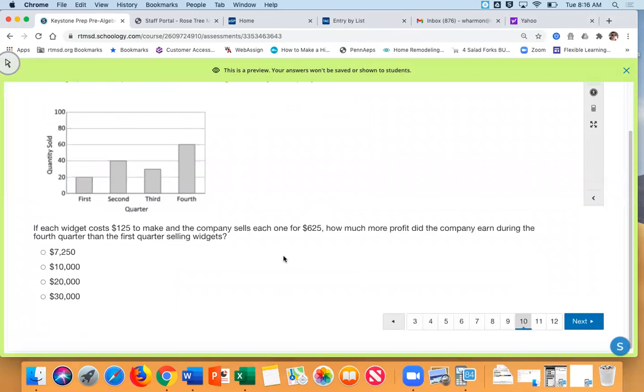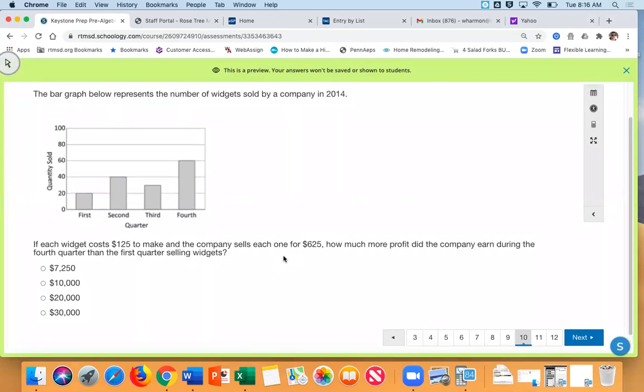10. Ooh, look at the graph. The bar graph below represents the number of widgets. Anybody know what a widget is? I didn't know what it was. Just means anything you want it to be. Got that, Nate? So let's think about a widget as like a watch. It says if each widget costs $125 to make, and the company sells each one for $625, how much more profit did the company earn during the fourth quarter than the first quarter?